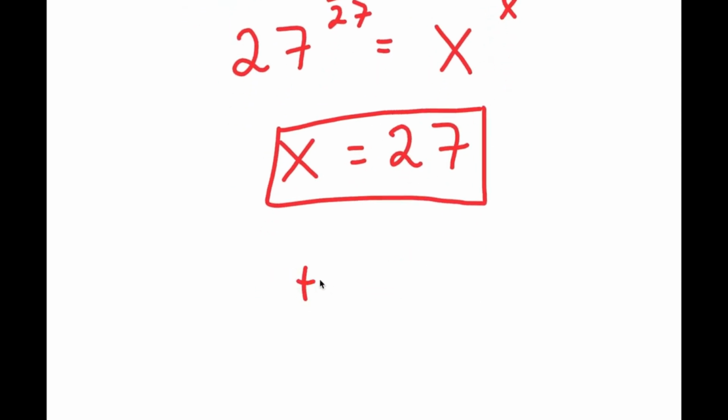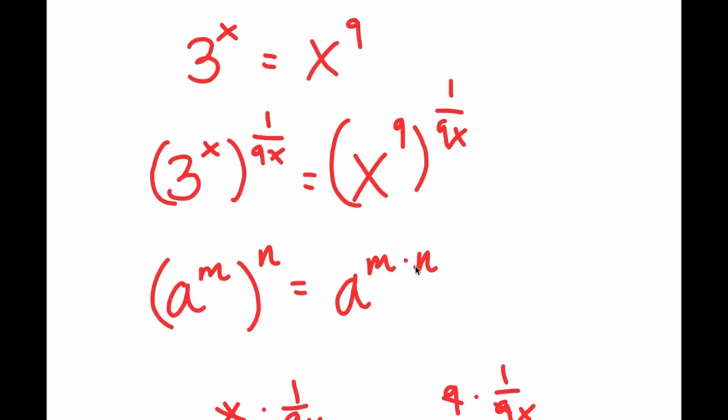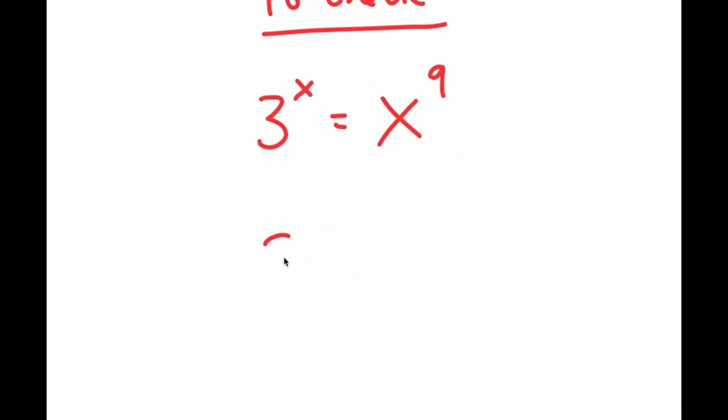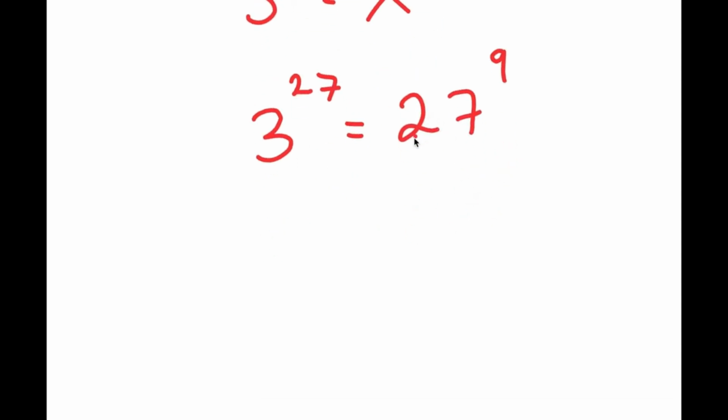So now to check, I can plug this in to my equation. 3 to the power of x is equal to x to the power of 9. x is equal to 27, so I get 3 to the power of 27 is equal to 27 to the power of 9. And 27 is the same thing as 3 to the power of 3.